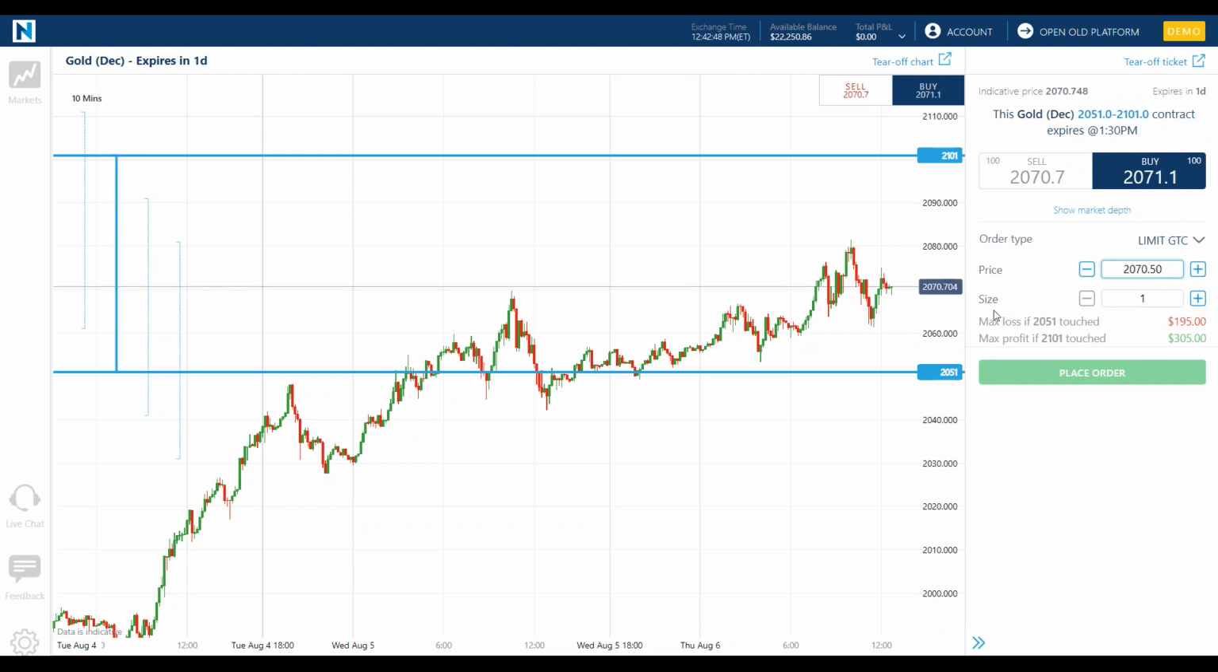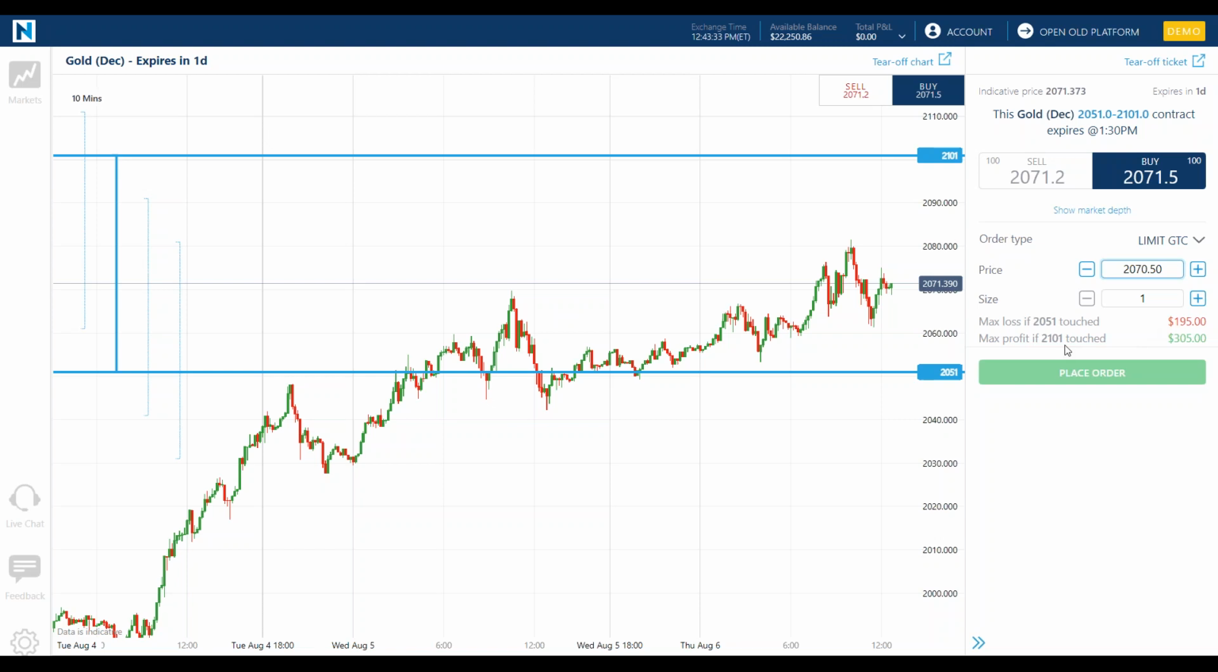If I bought at 2070.50 and I want gold to go higher, and let's just say I were wrong and gold were to go lower, I've got a stop loss down at 2051. That's essentially what the lower boundary of a knockout does, it protects me in the event that I'm wrong. If gold were to trade down and touch 2051, I would get knocked out of this trade. I bought it, it went down, and I got knocked out. That is essentially my stop loss. And I know before I get into the trade the most I could potentially lose. If I buy one of these, I cannot lose more than $195.